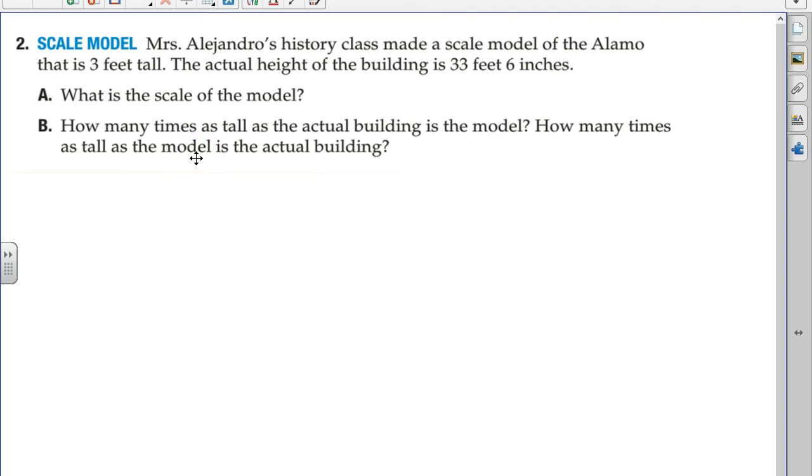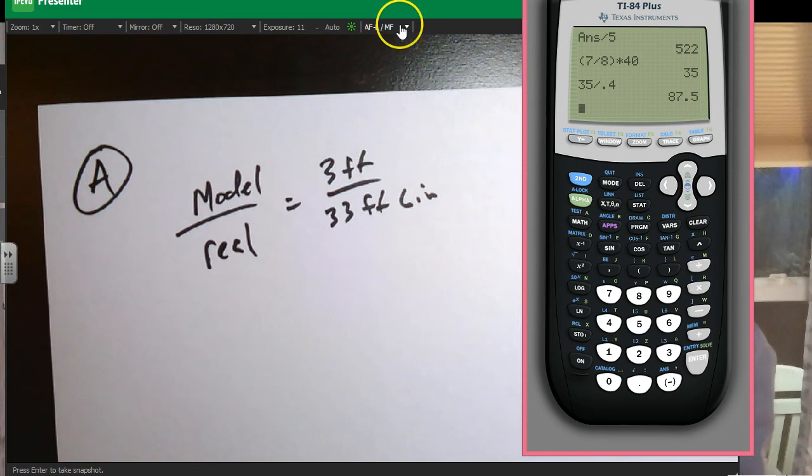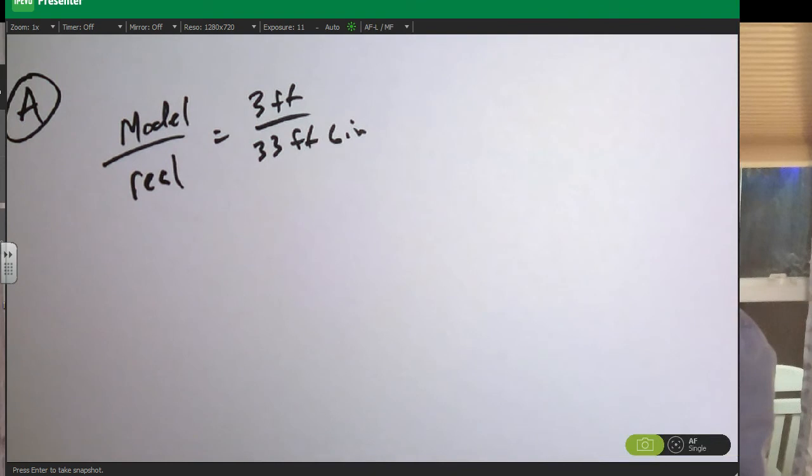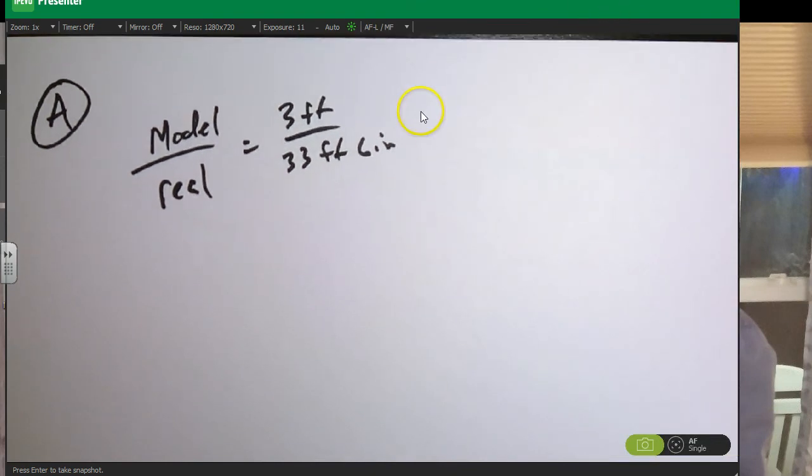Well, in order to figure out the scale, you are comparing the two. And it's always model to real. So model to real. And in our case, Mrs. Alejandro's history class made a scale model of the Alamo that is 3 feet tall to the real one that is 33 feet 6 inches. Okay, so that's part A, and we'll deal with that now. So model is 3 feet, real is 33 feet 6 inches. I don't need my calculator anymore. All right. So that's what I'm looking to figure out.